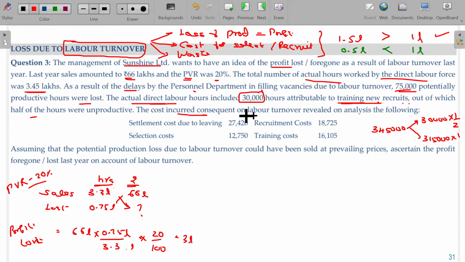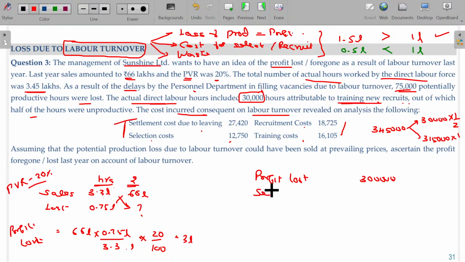The costs incurred consequent on labor turnover reveal on analysis the following. These are the other costs also. This is the first one: cost of selecting and recruiting, settlement cost due to leaving, selection cost, recruitment cost, training cost. So you have to add up all these costs. So profit lost is 3 lakhs.